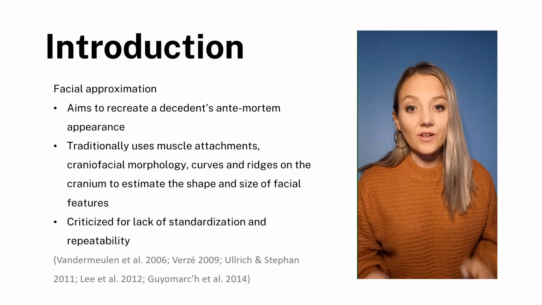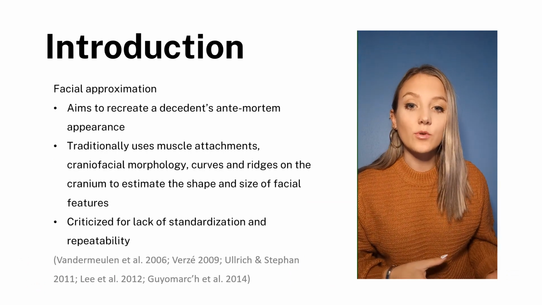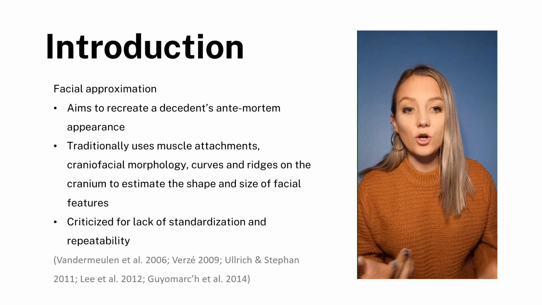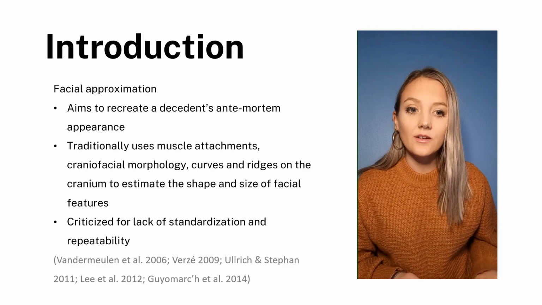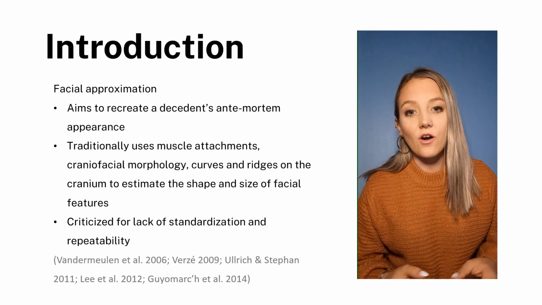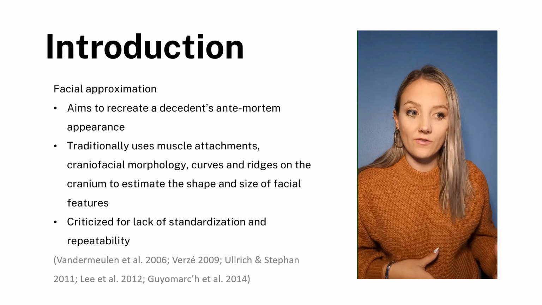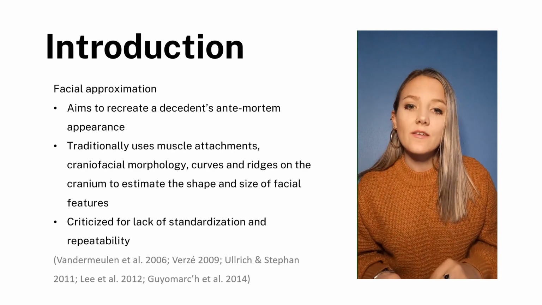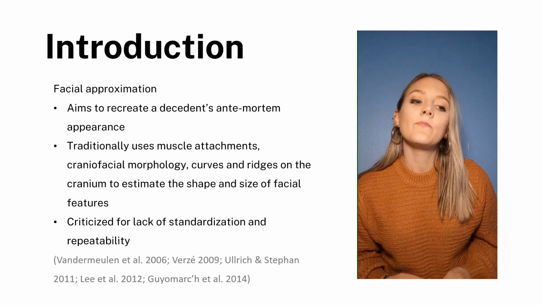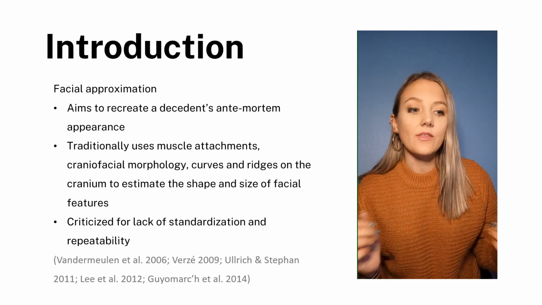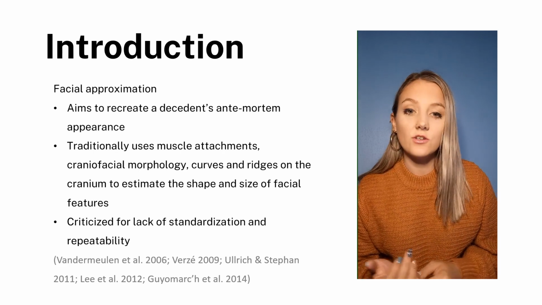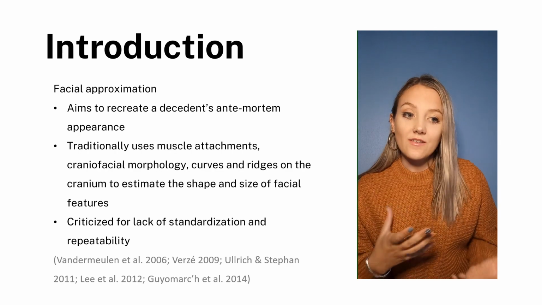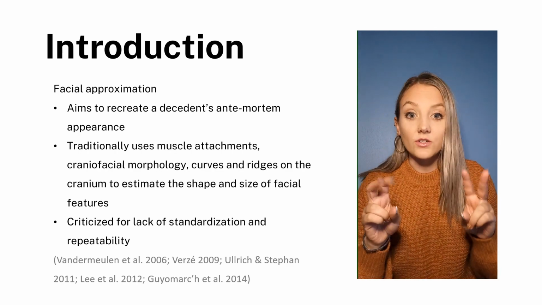Facial approximation is a field in forensic science aimed at recreating a person's antemortem appearance. These approximations are then released to the public in hopes of the person possibly being identified. Traditional methods consisted of manually sculpting a face over a dry skull, focusing on muscle attachments, curves, and ridges on the cranium to estimate the shapes and sizes of facial features. These traditional or manual methods have, however, been largely criticized due to their inherent subjectivity and lack of standardization, as each estimate still involved a large portion of artistic free will.